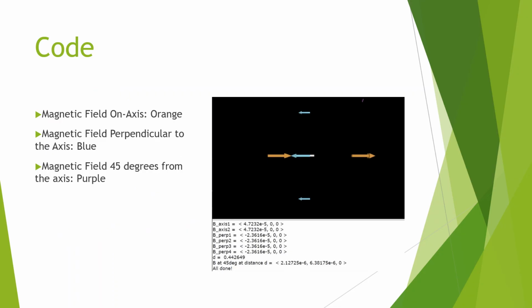Now after we run all that code, this is the output. So the magnetic field on the axis is in orange, the magnetic field perpendicular to the axis is in blue, and then lastly the magnetic field 45 degrees from the axis is in purple. As you can see, the magnetic field on the axis points to the right, or the positive x hat direction, and the magnetic field perpendicular to the axis points to the left, or in the negative y hat direction.